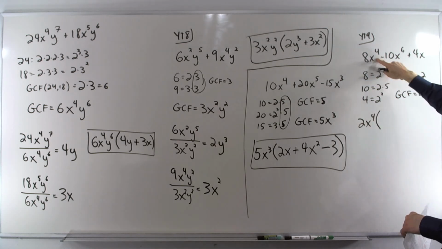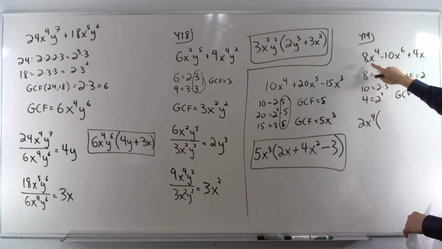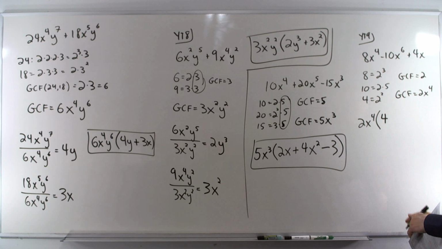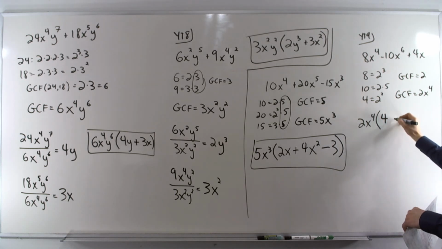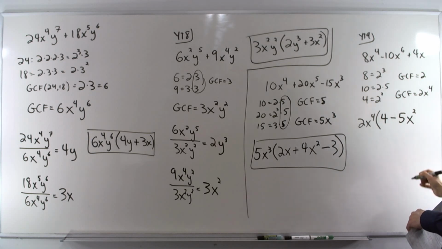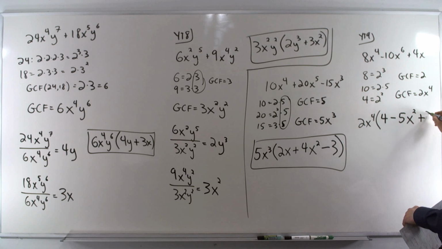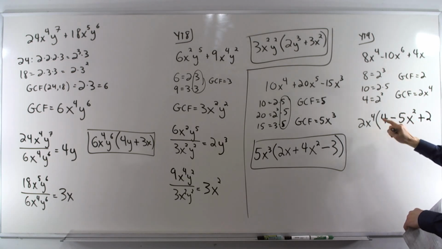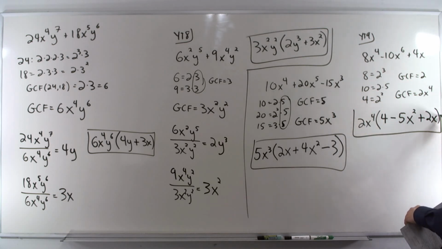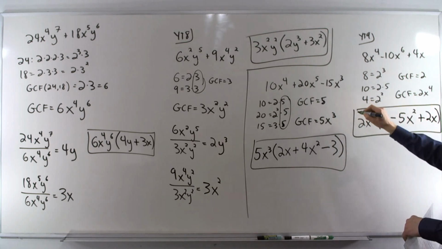Now we're going to divide each of these by 2x to the fourth. 8 divided by 2 is 4. X to the fourth divided by x to the fourth is 1. So 4 is the first term inside the parentheses. Subtraction, keep your signs. 10 divided by 2 is 5. X to the sixth divided by x to the fourth is x squared. Now we go 4 divided by 2 to get 2. X to the fifth divided by x to the fourth is x. 2x to the fourth times 4 minus 5x squared plus 2x.